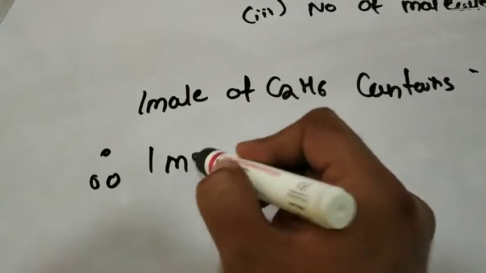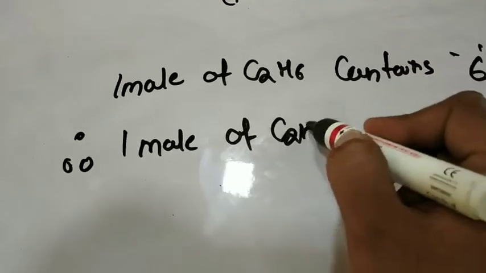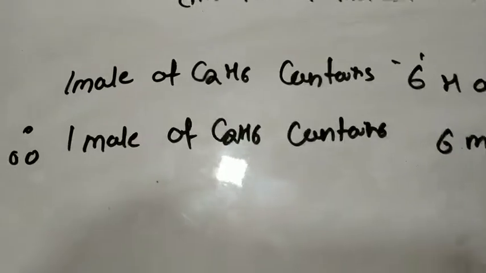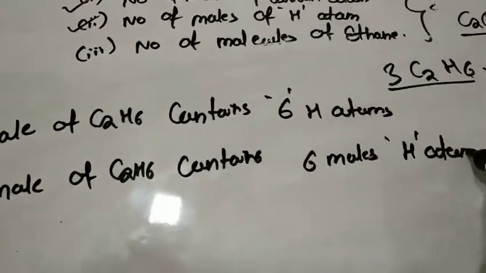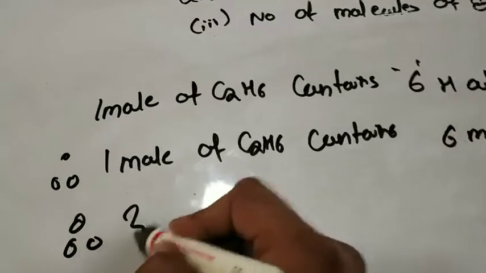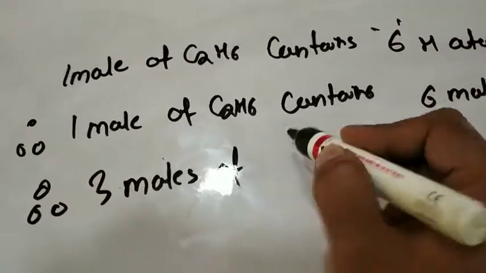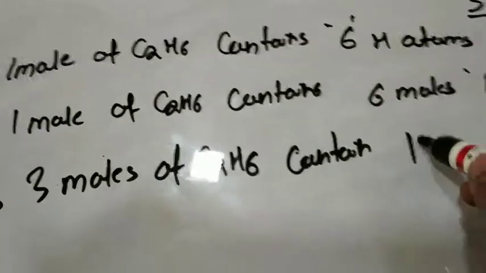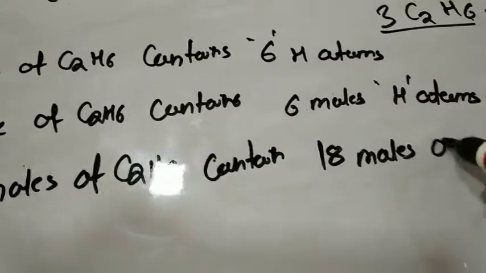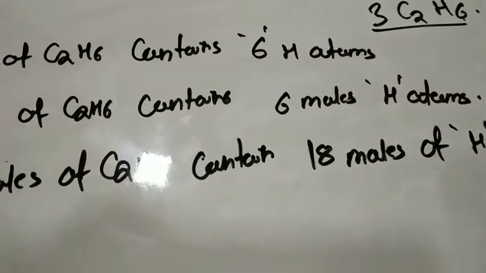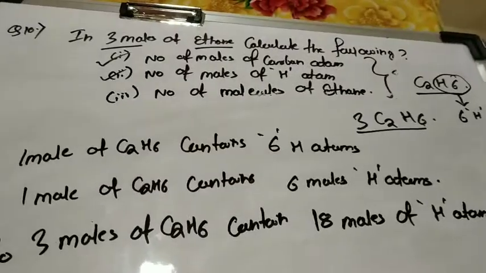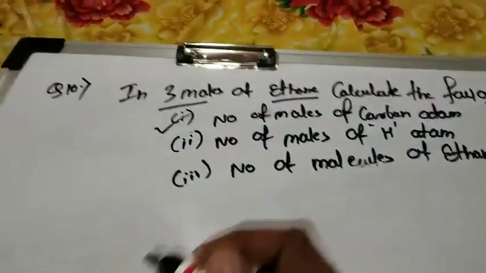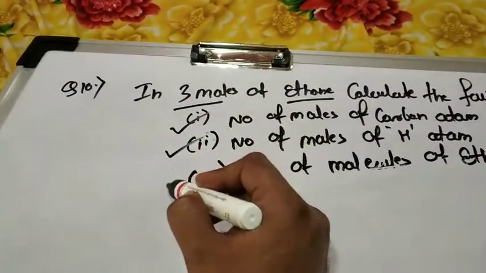Therefore, 1 mole of C2H6 contains 6 moles of hydrogen atoms. Therefore, 3 moles of C2H6 will contain 18 moles of hydrogen atoms. Okay, did you understand this? It will contain 18 moles of hydrogen atoms. Okay, now our step number 2 is also solved. Now we'll go for step number 3.